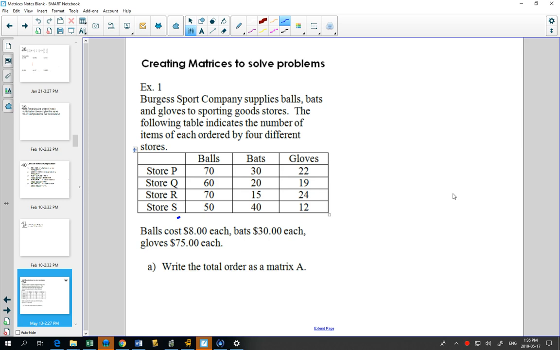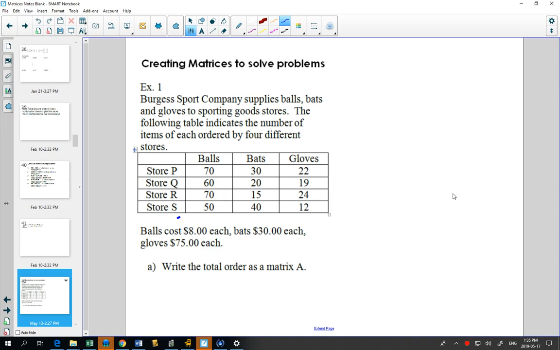So we've got stores P, Q, R, and S, and we have a table of how many of each thing each store has ordered. We also know the stores pay $8 for balls, $30 for bats, and $75 for gloves.